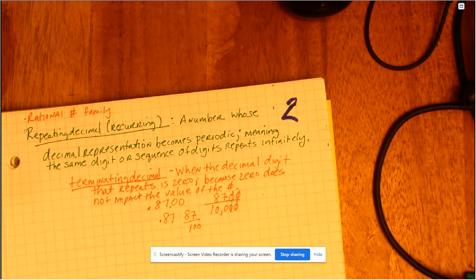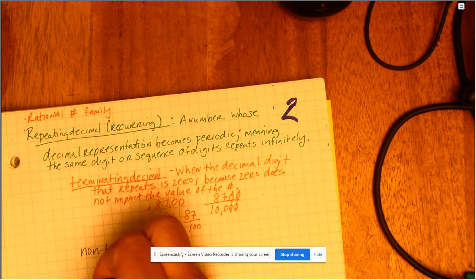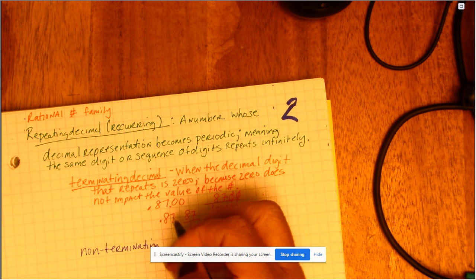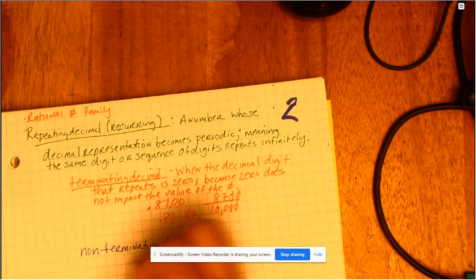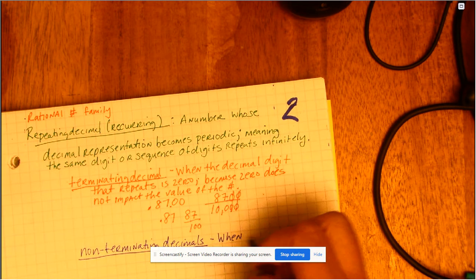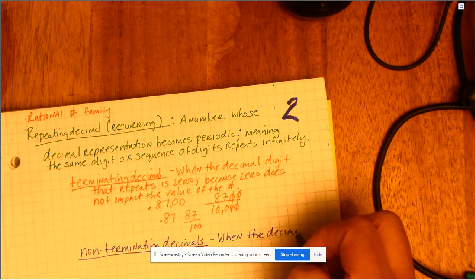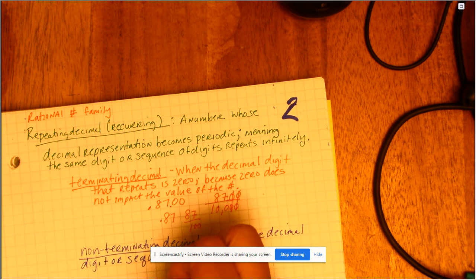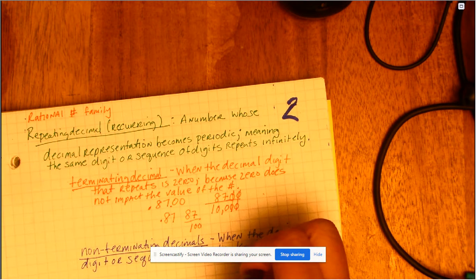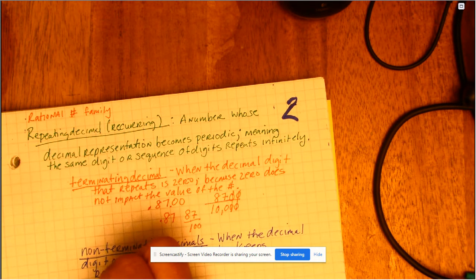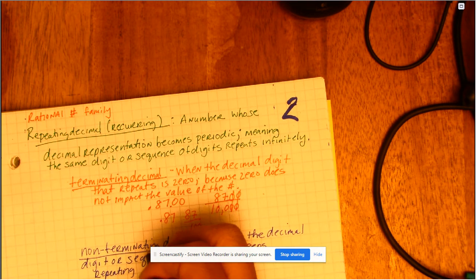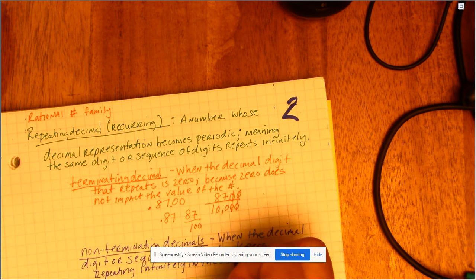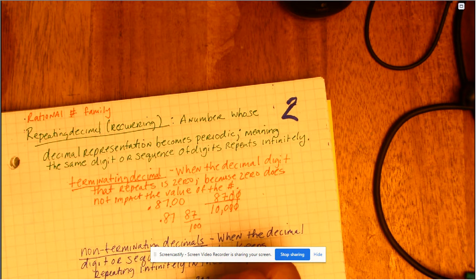Whereas non-terminating decimals, which is the second part of repeating, occur when the decimal digit or sequence of digits keeps repeating infinitely in the same pattern. Examples would be 0.333 when it keeps on going.